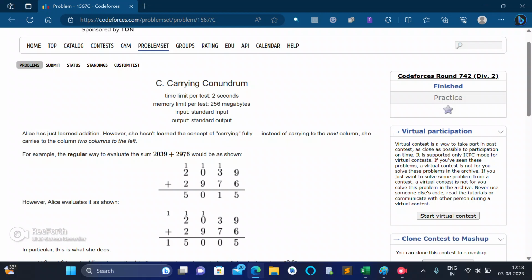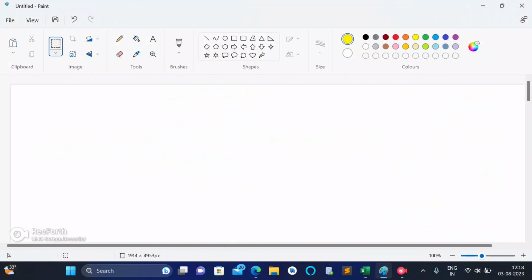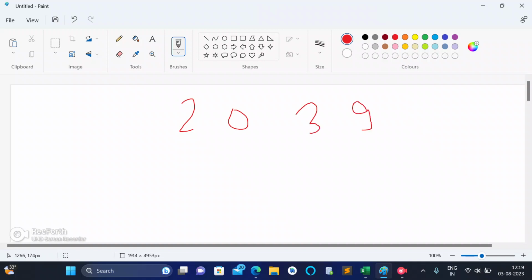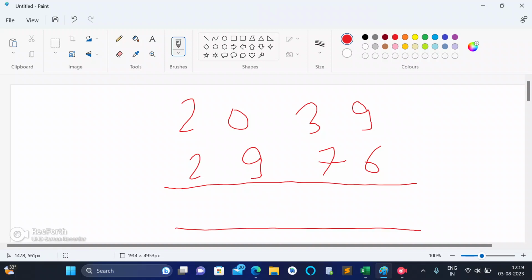Let's understand this with the help of an example. Let's say the numbers are 2039 and 2976. First I will write the normal way of finding the sum. 9 plus 6 is 15, so I write 5 and the carry 1 goes to the next column. Then 7 plus 3 is 10, plus 1 is 11. Then 9 plus 1 is 10, so 0. Then 2 plus 2 is 4, plus 1 is 5. So my value is 5015.